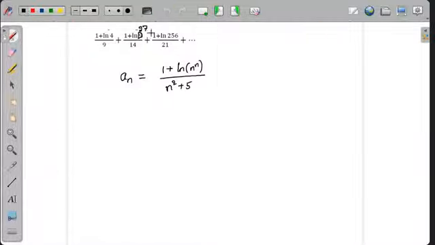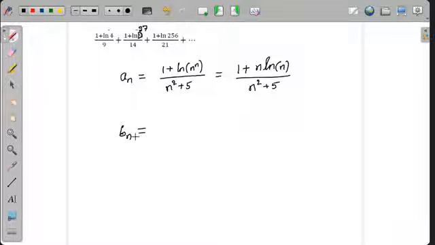So now we need to think. We need to apply the limit comparison test here to know whether this series is divergent or convergent. So first let me rewrite it like this. This is 1 plus n times ln of n over n squared plus 5. Now we need to decide bn. So to decide bn, let's try to see it like this.